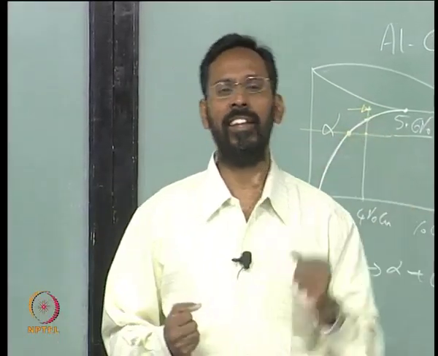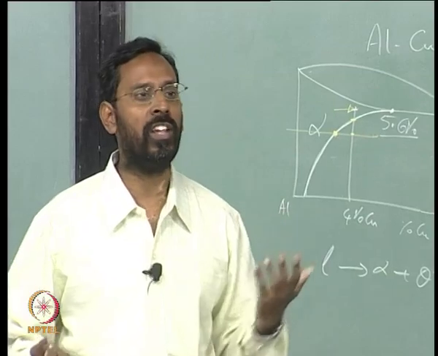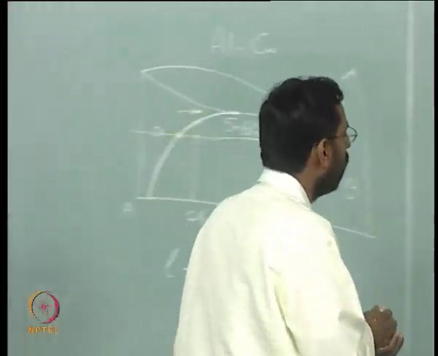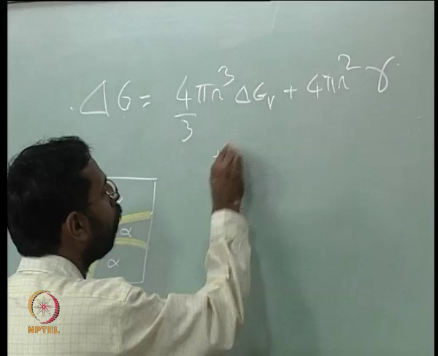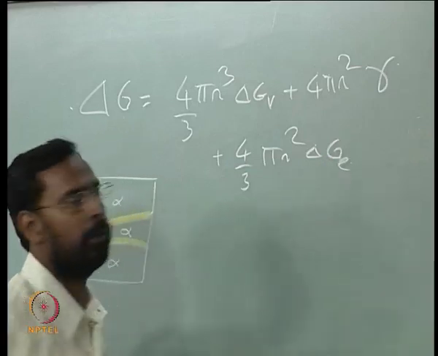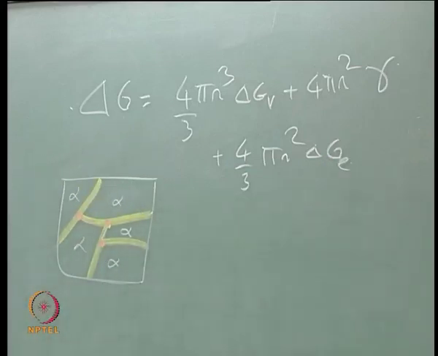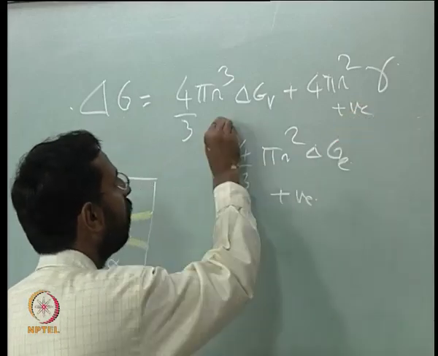Even if the structure is exactly the same, if the lattice parameter of the precipitate is different from that of the matrix, you will see certain strain, and that strain is more volumetric in nature. That is why you have to add 4/3 pi r cube delta G_E. People call it E or epsilon, because strain is usually represented by elastic energy. So in this you see this is positive, this is also positive, whereas this is negative.